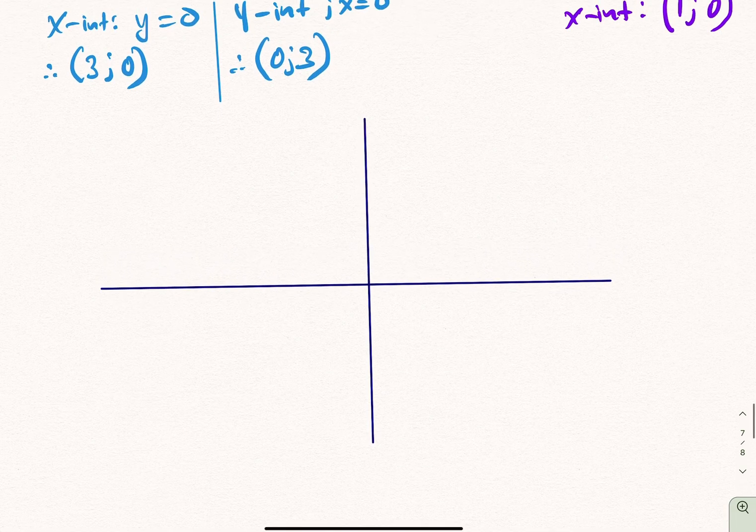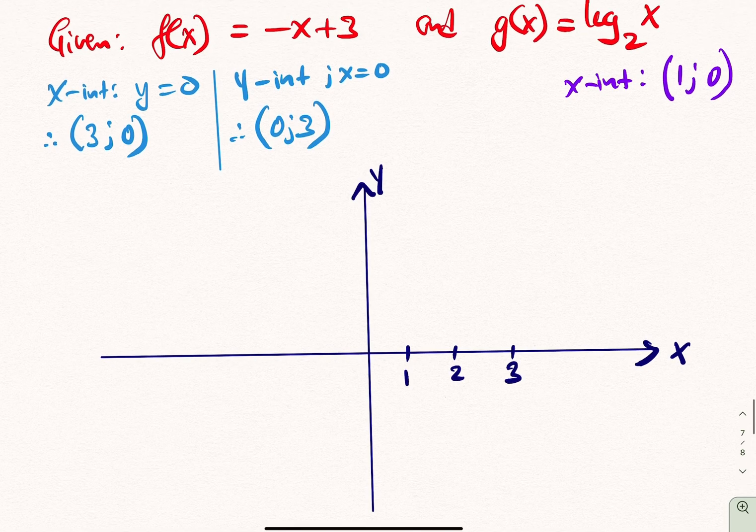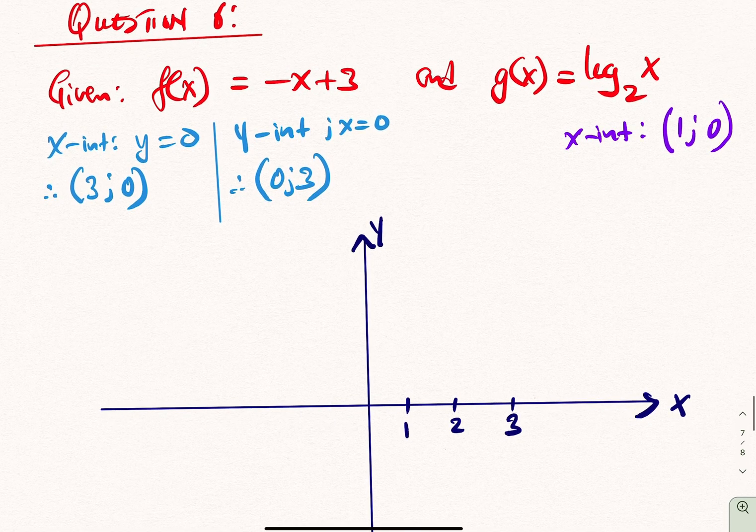So you're going to have this situation just right here. You get your y and you get your x-axis. And then what do you need? You need 1, 2, and 3. So this is 1, and then a 2, and then your 3. You also need the y-intercept there at 3.